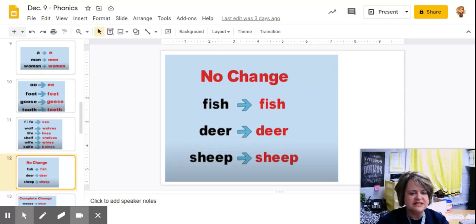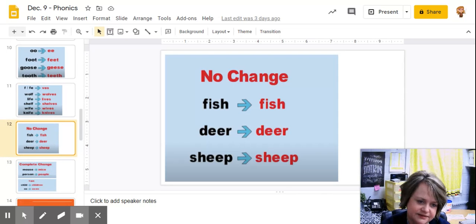We're not going to call them deers. There were several deers in the lot. We're just going to say there are several deer there. Sheep stays sheep. Okay, so those are kind of easy to remember. Animals, fish, deer, sheep stay the same.